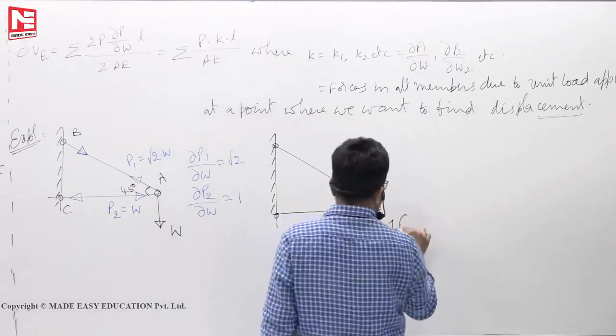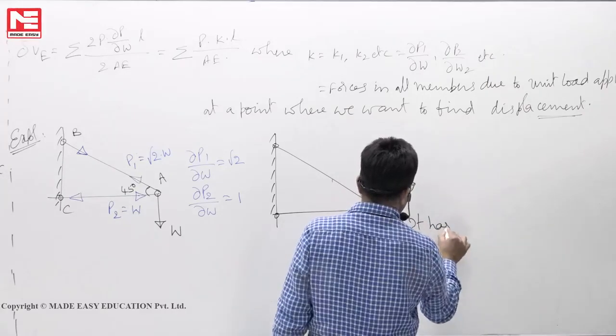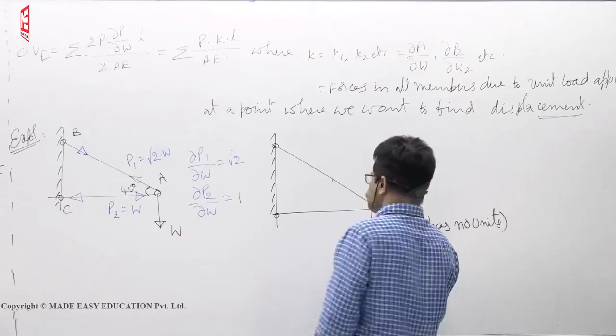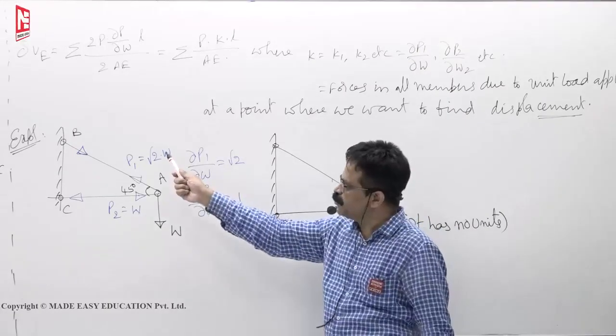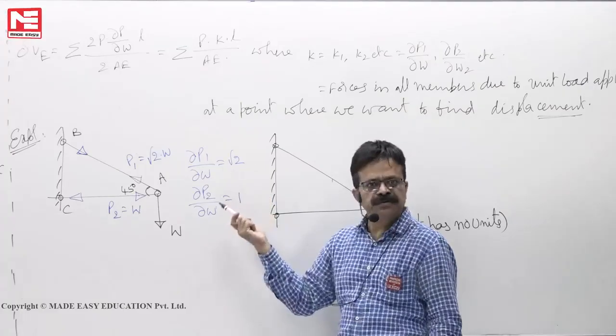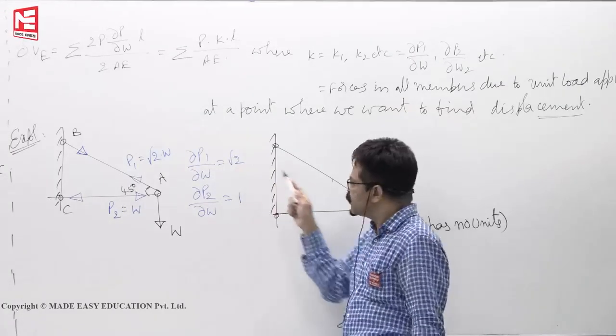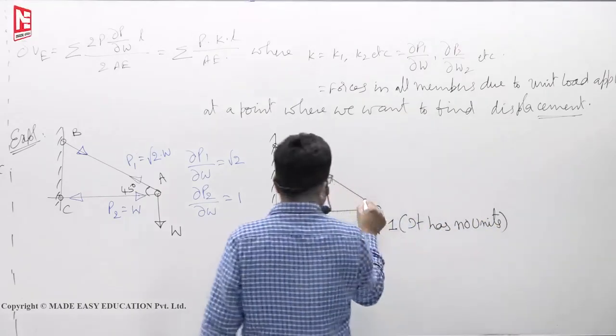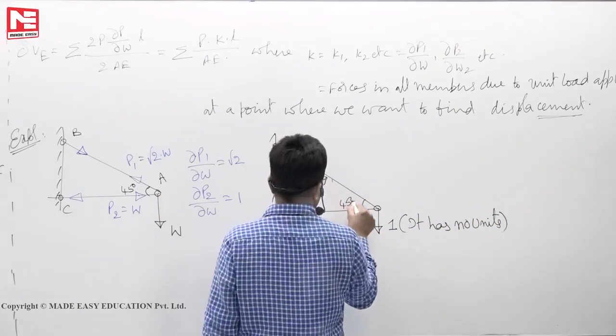This one, it has no units. Why it has no units? You see here root 2 W Newton, W is also Newton. So Newton by Newton, root 2. Root 2 has no units. Since it has no units, your 1 also should have no units. Then equivalency satisfies. 45 degrees say.